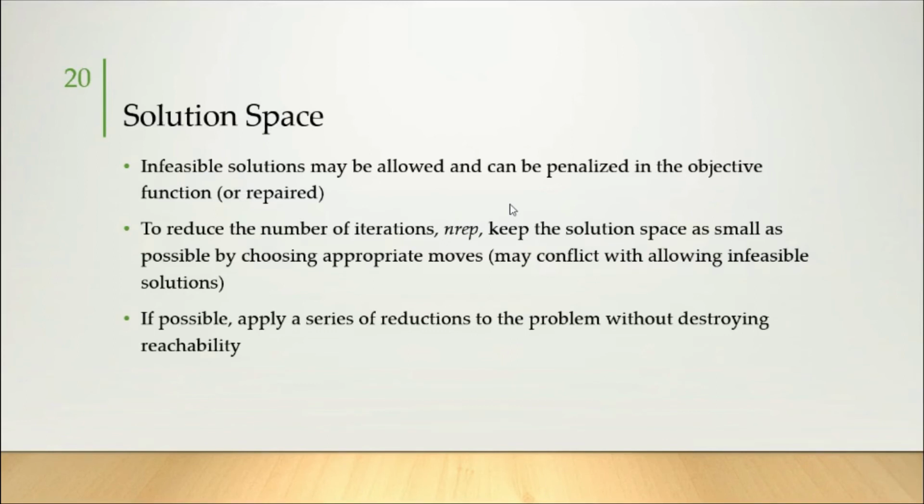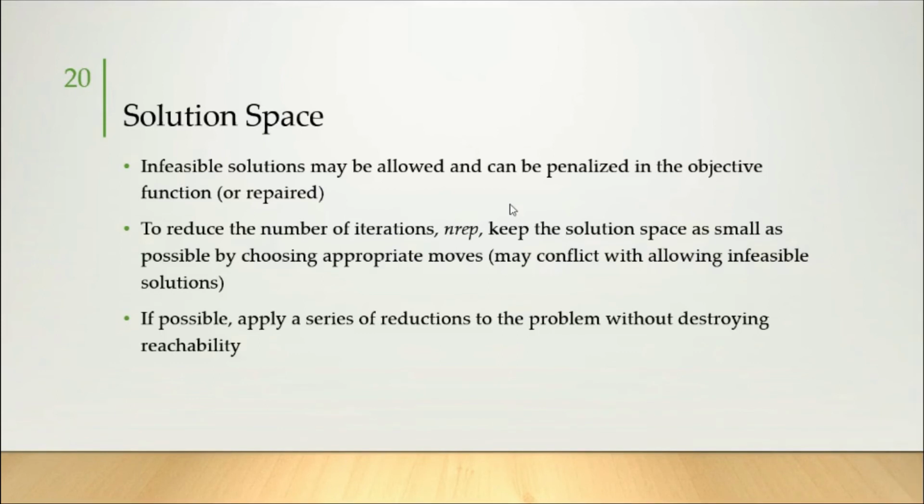Then, to reduce the number of iterations, that is the NREP, where N is the number of repetitions, keep the solution space as small as possible by choosing appropriate moves. This may conflict with allowing infeasible solutions, because if we allow infeasible solutions also, the solution space will be much larger. So if possible, apply a series of reductions to the problem without destroying reachability.